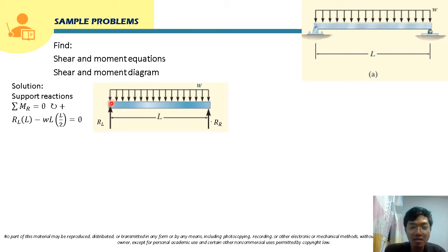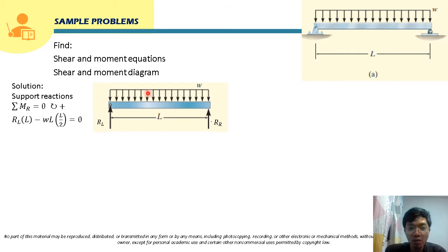And also, this distributed load with an intensity of W will also have a moment at this point. To solve for the moment of this distributed load, this is a rectangular loading, so we have to solve for its equivalent point load. Its equivalent point load will be the area of this rectangular load. That will just be the height, which is W, and its base is L. So this will be the magnitude of the equivalent point load of this rectangular load. That will be WL.